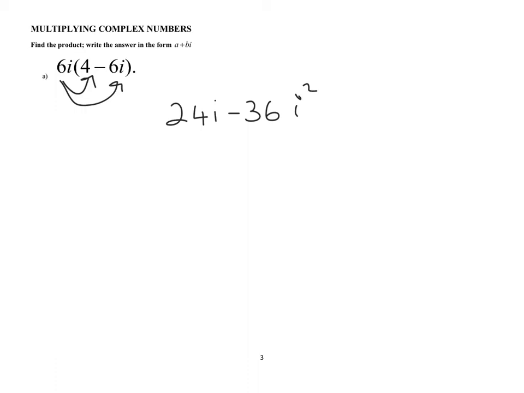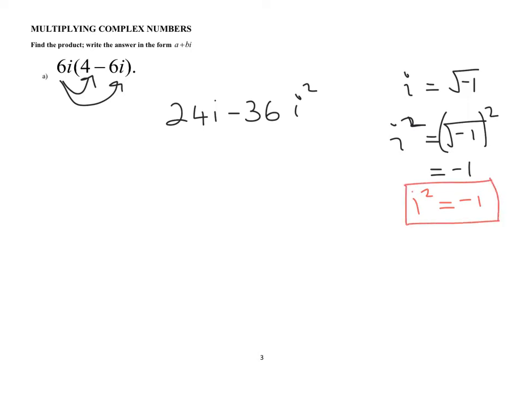I want you to remember that i is the same as the square root of negative 1. So if I do i squared, it is the same as the square root of negative 1, and then I'm going to square that, which is going to give me negative 1. So I want you to remember, whenever you see i squared, it is the same as negative 1. So remember that.